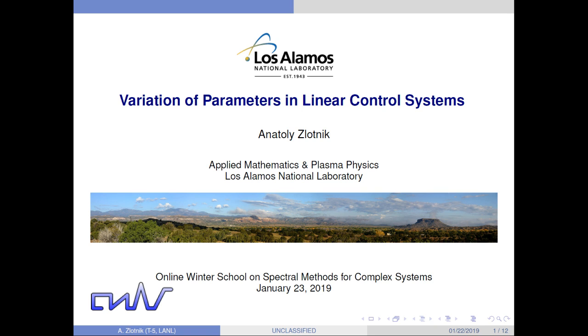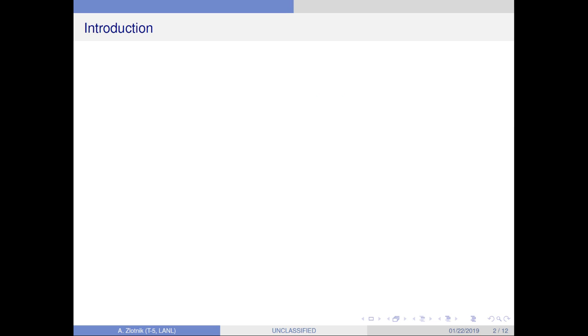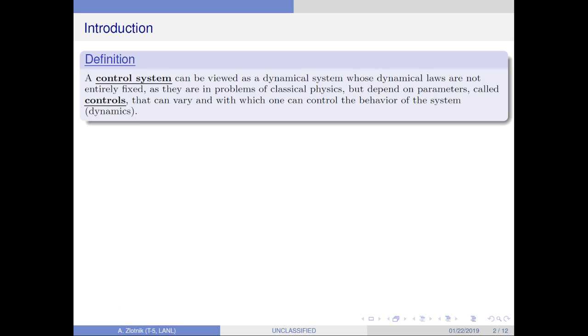So this video will be on the variation of parameters formula, which is used in linear control systems. And it's a fundamental tool that is a basis for many of the methods used in control, both nonlinear and linear systems. So let's start with some definitions.